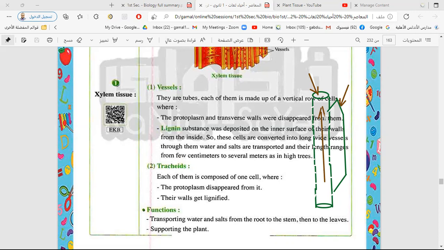Why is it a dead tissue, not a live tissue? Because there is no nucleus and no cytoplasm in both what? In both of vessels and also tracheids. There is no cytoplasm and no nucleus.